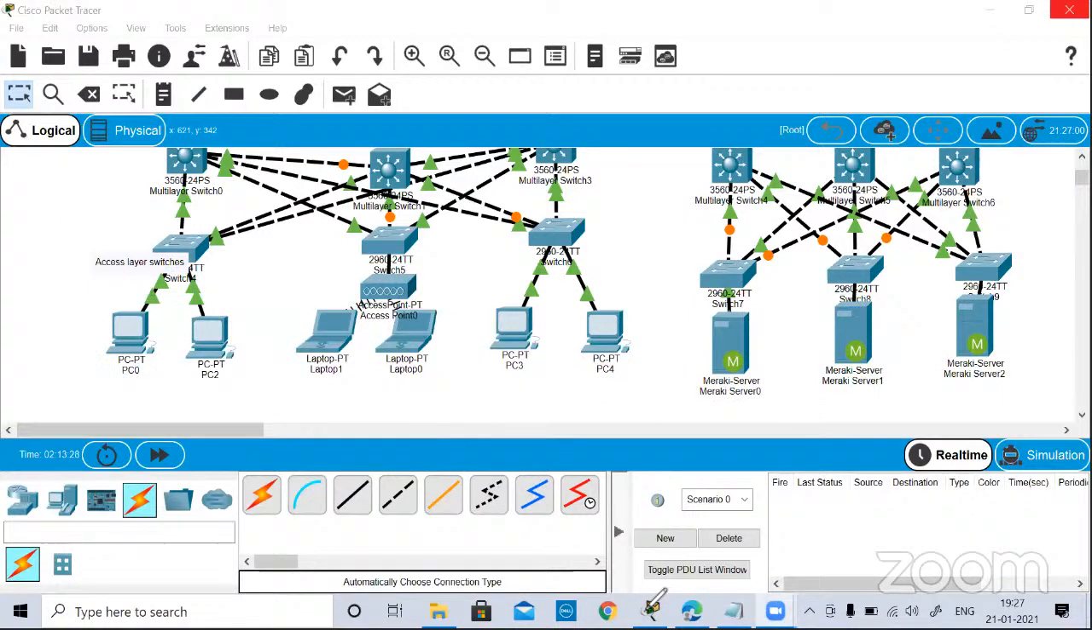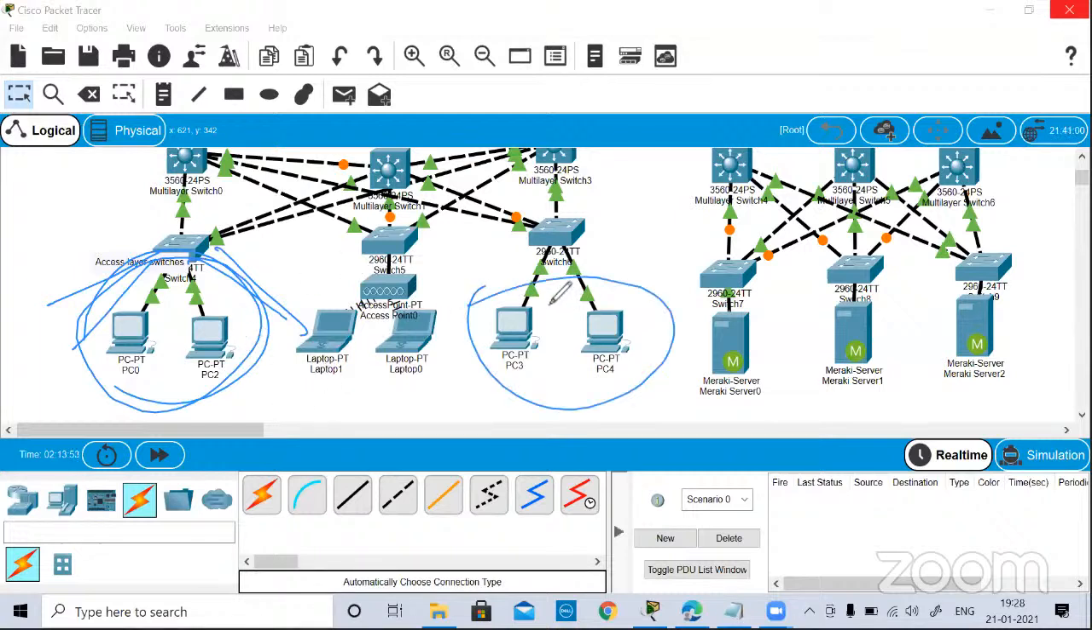Can we use L2 as a distribution? L2 at the distribution? No, that is not possible, because L2 layer switches are only responsible for switching within the network. Within this network, however many hosts you are connecting, this will help you out. But if somebody is sitting over here, I cannot say they are in the same network, right?